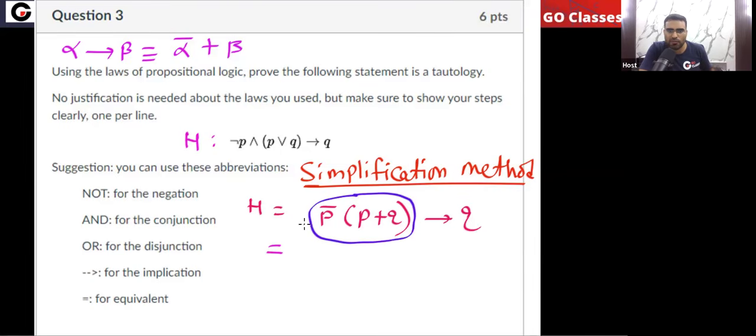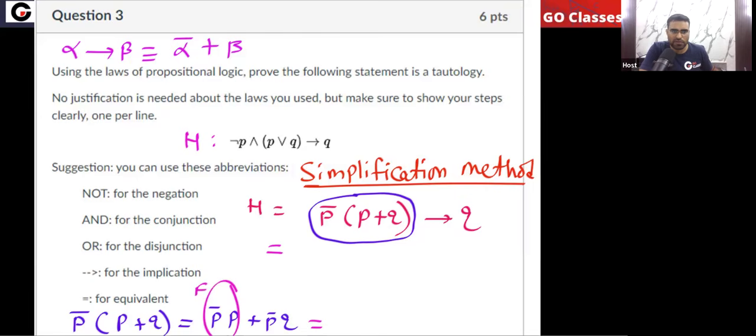Tell me, if you apply the distributive property, what this will become? Applying it to p bar, p or q, it will be p bar p or p bar q. What will be p bar p? That will be false. So false or alpha is alpha. So you will get p bar q.